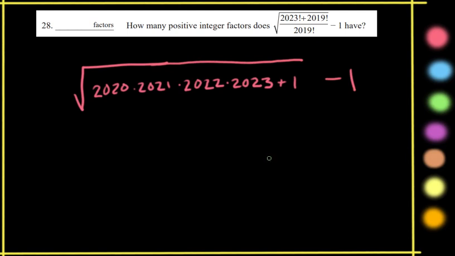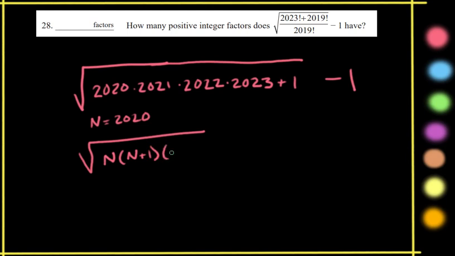We still have a ways to go. One thing you can do, just to make it so you don't have to write all these numbers so often, is you can just define an x or an n or something. Let's just say n is equal to 2020. And so this is just the square root of n times n plus 1 times n plus 2 times n plus 3 plus 1. That whole thing square root minus 1.